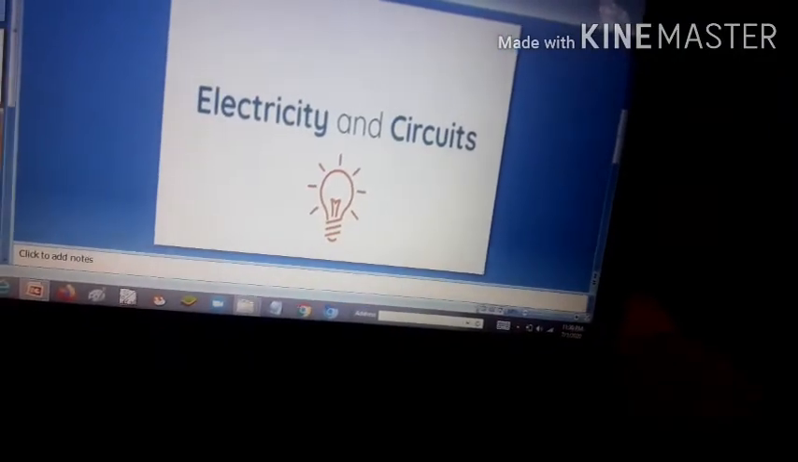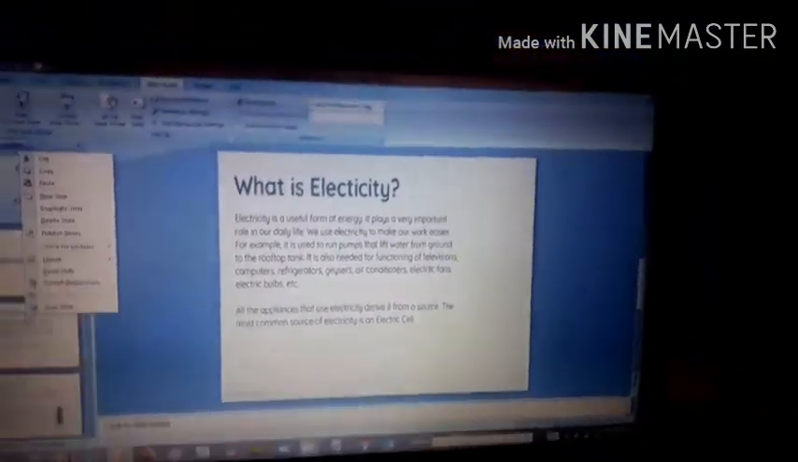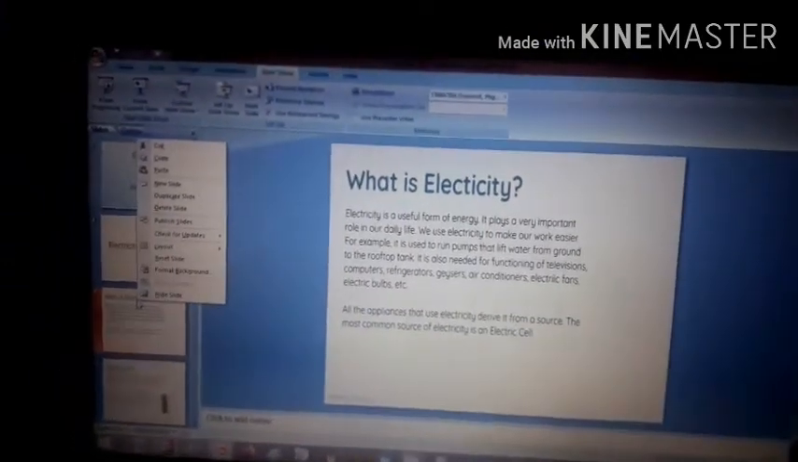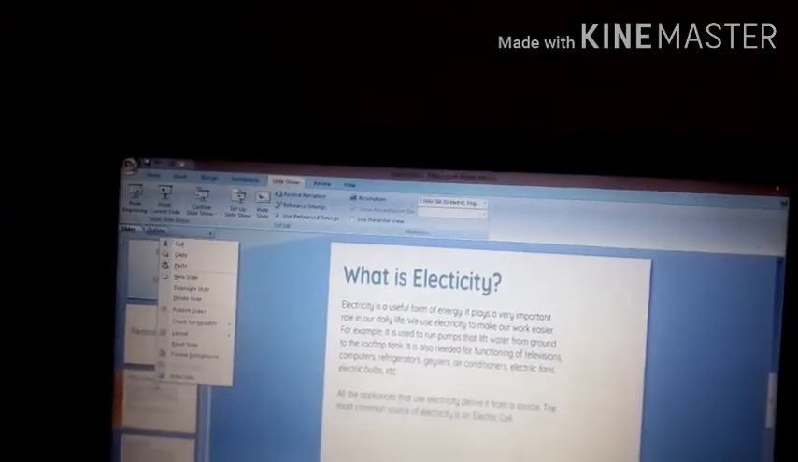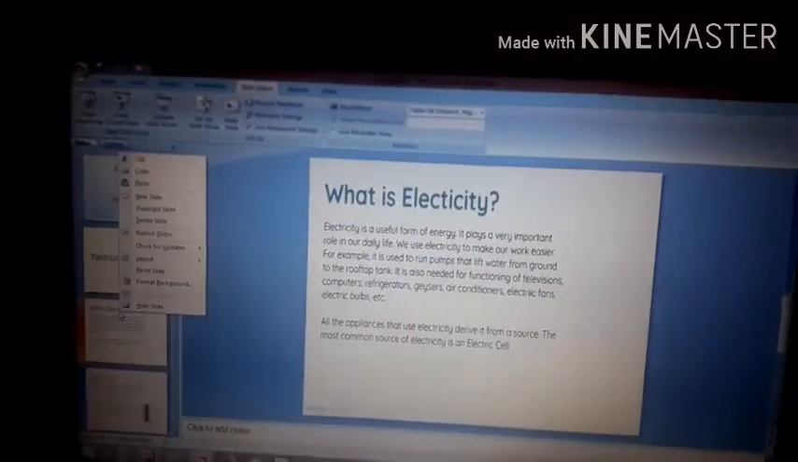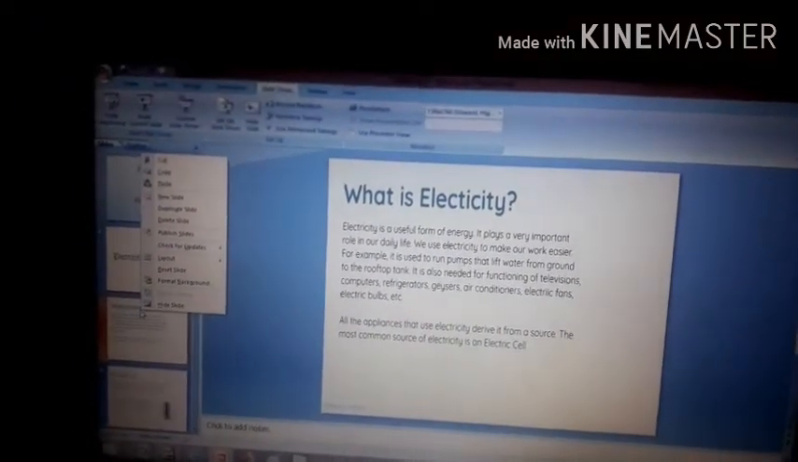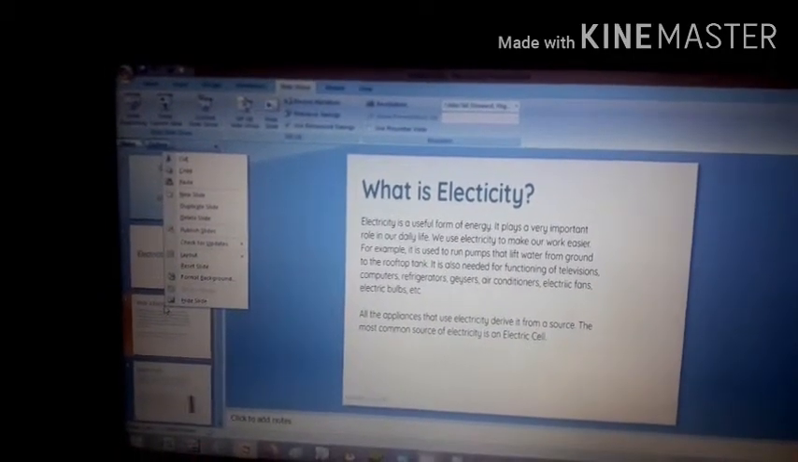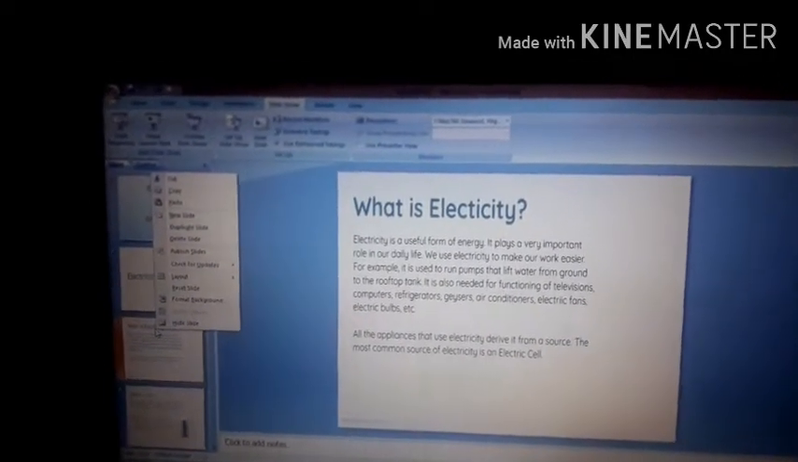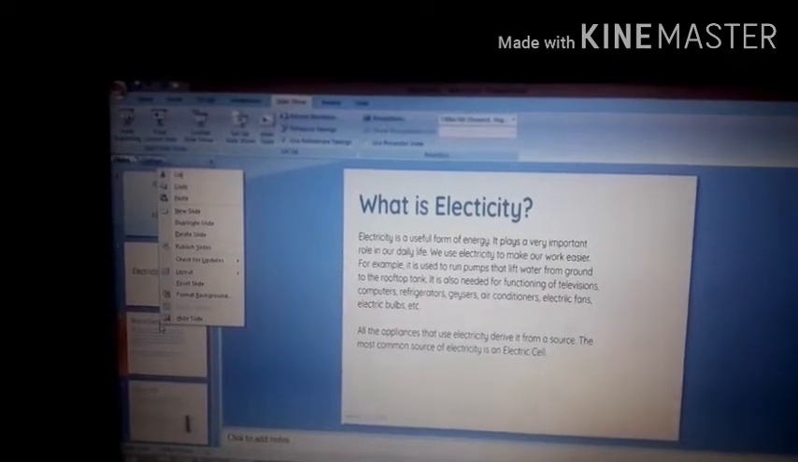Now what is electricity? Electricity is a form of energy. When you enter a room which is dark, what do you do? Your hand goes to the switch and you switch it on, and then what happens? The whole room brightens.